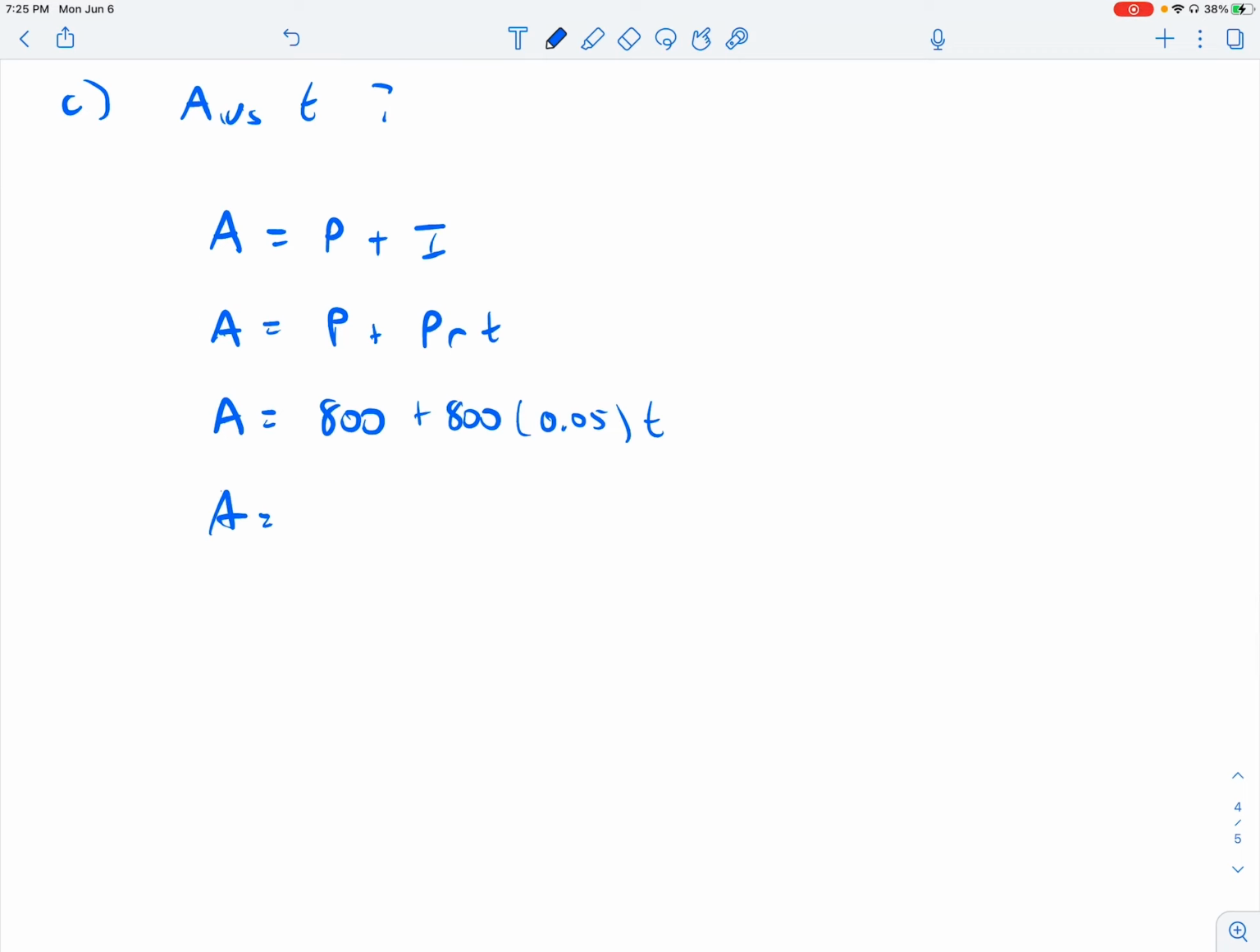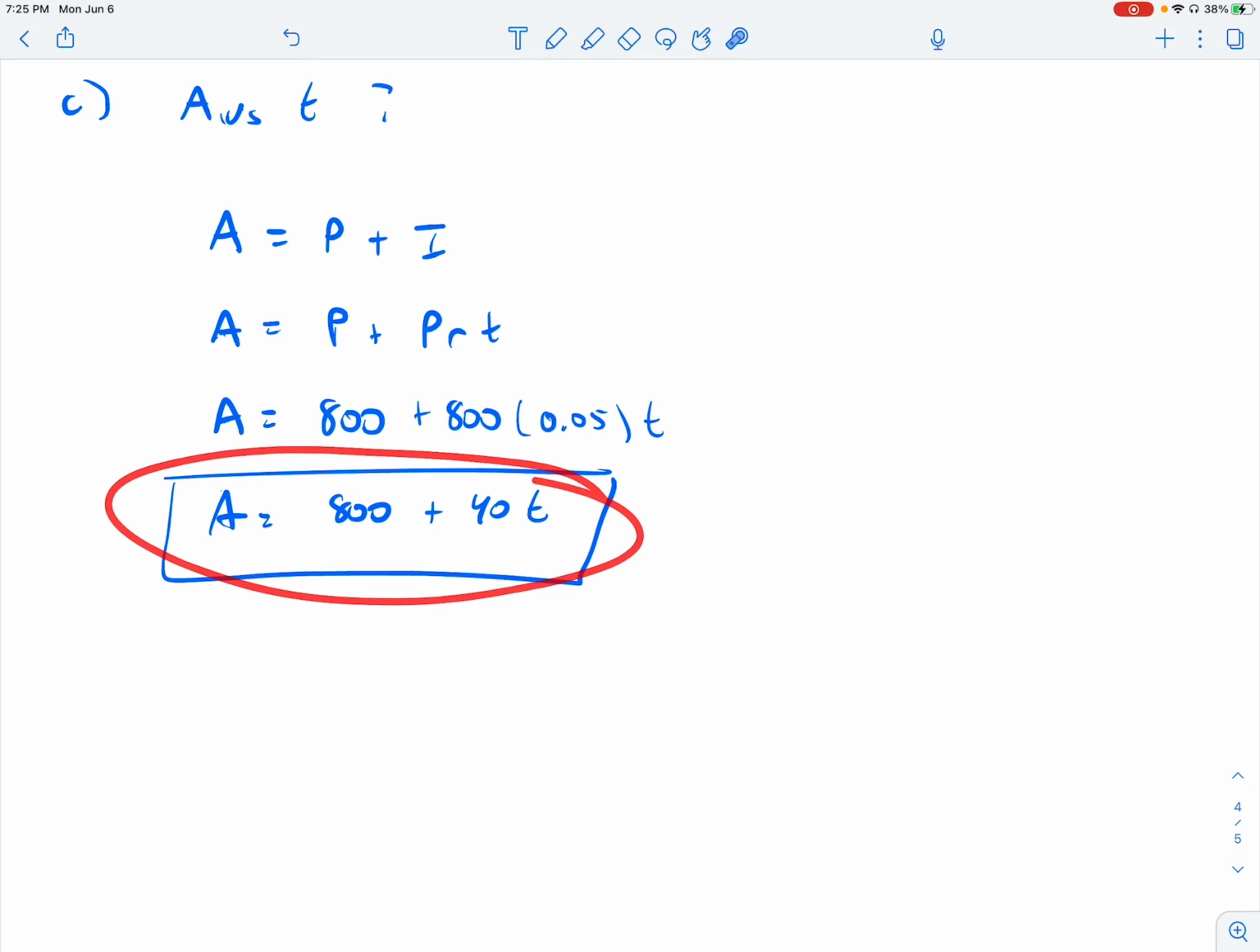So we're almost done here. 800 times 0.05 works out to 40. That's what we had calculated. That was the slope, right? So we could have actually just jumped straight to this. It'd be our principal plus our interest. The interest is always the amount you make per year times time.